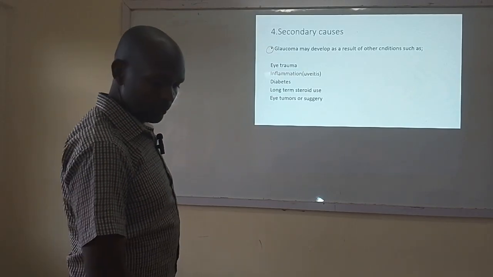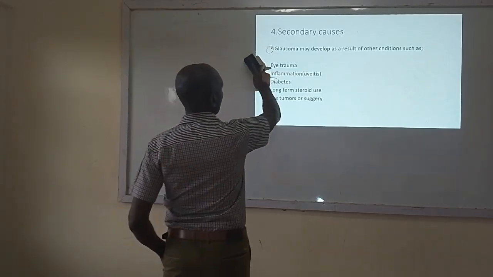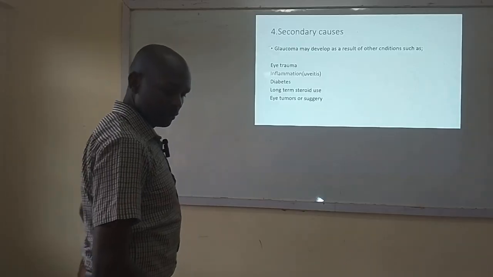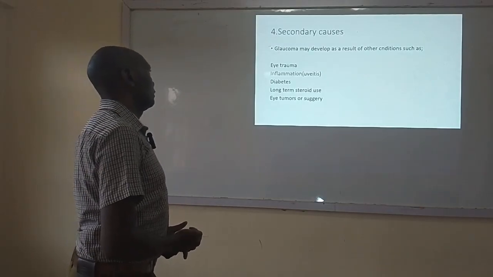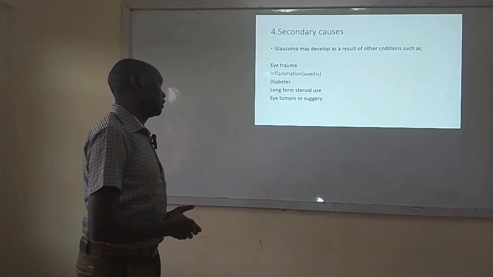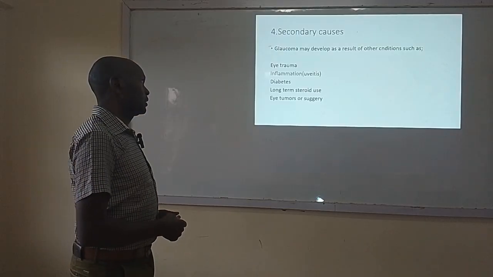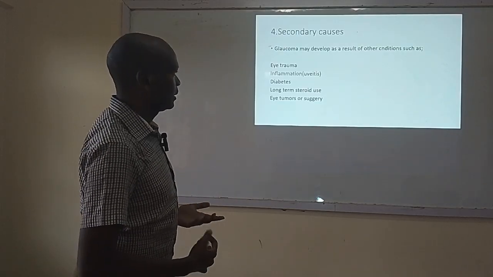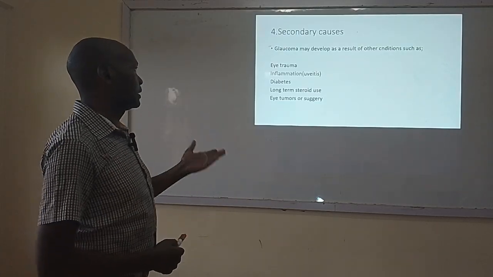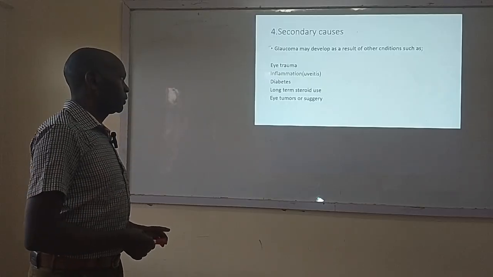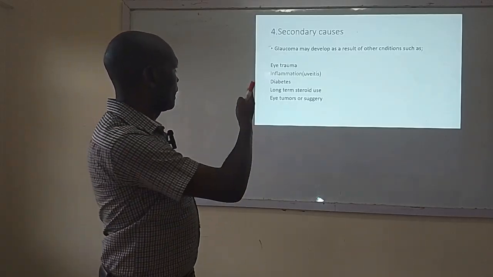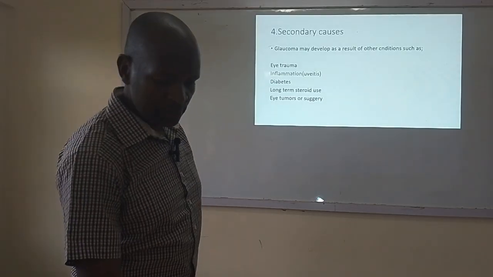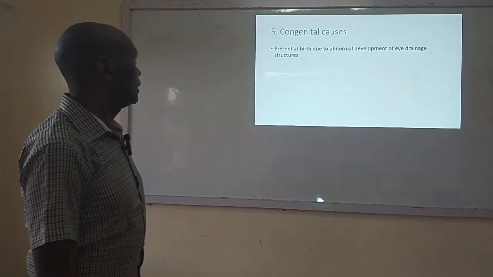We also mentioned the secondary causes of glaucoma. When we have eye trauma, inflammation, that is uveitis, particularly anterior uveitis mostly, diabetes, long-term steroid use, and eye tumors, they can actually predispose you to glaucoma.